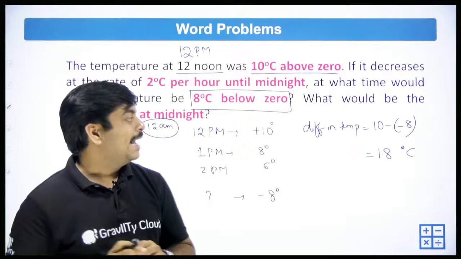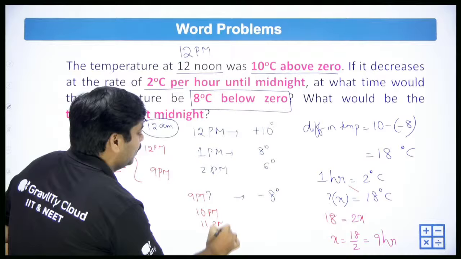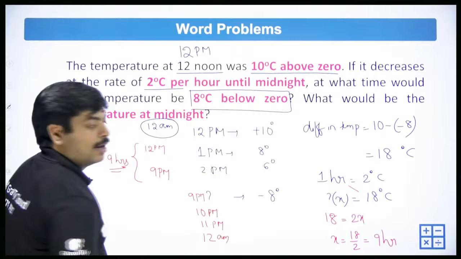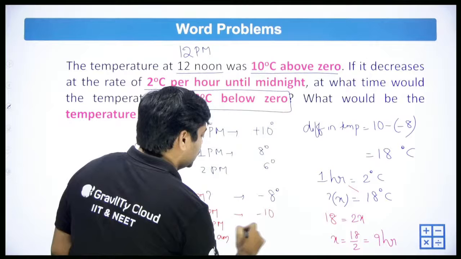Let me tell one thing here. At 9 p.m. you have minus 8. Then 10 p.m., 11 p.m., and 12 a.m. Now 2 degrees less, you will fall to minus 10. 2 degrees more, minus 12. 2 degrees more, minus 14. So at midnight, the temperature will be minus 14 degrees Celsius.